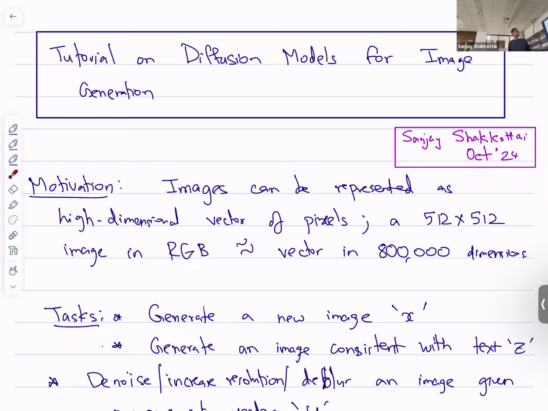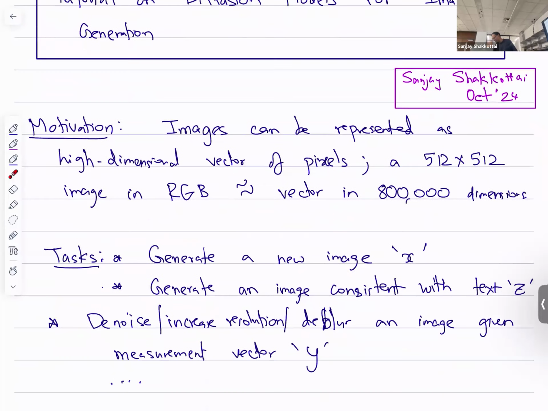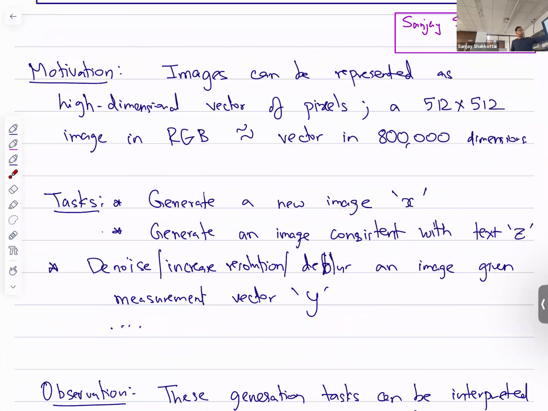Okay. So the motivation is that images are basically just vectors, very, very high dimensional vectors. If you think of a 512 by 512 image in 3 colors, then this is roughly a vector in 800,000 dimensions. And if you want high resolution, well, scale this vector appropriately. Okay. And so there are many tasks you could have in this kind of setting. For example, generate a new image X. So that's really what we are going to be focusing on today. Meaning, what does that even mean in this context?